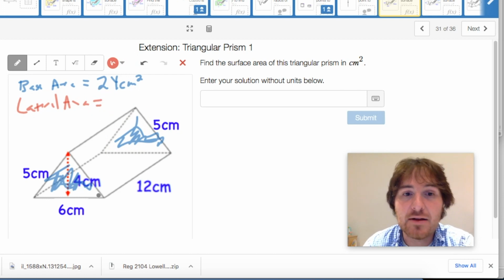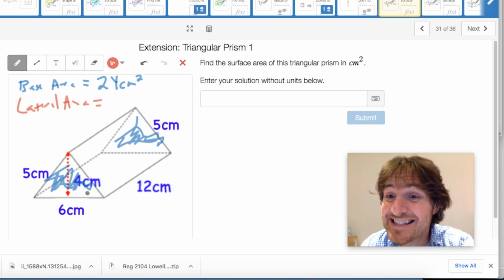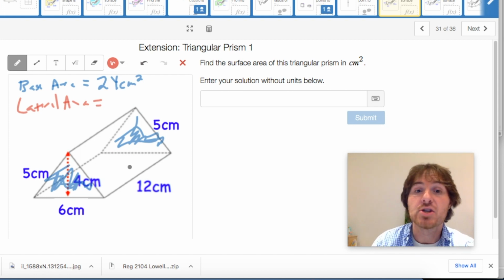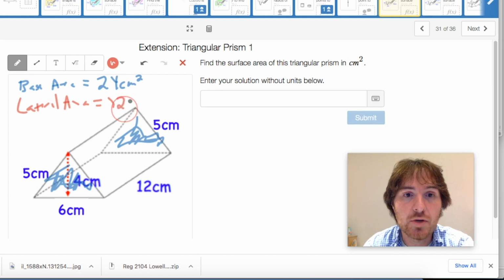Okay, and then it looks like we have 3 faces here, and they could all be different, right? Because this is a side length of 5, that's a side length of 5. That's good. This is a side length of 6 down here. So this one down here is going to be 6 times 12, which is 72. So I got 72 square centimeters here.